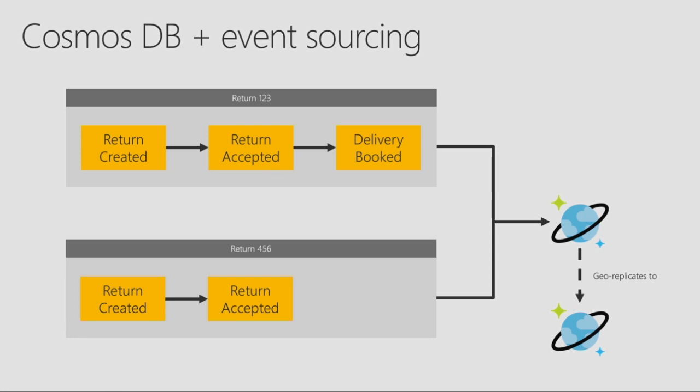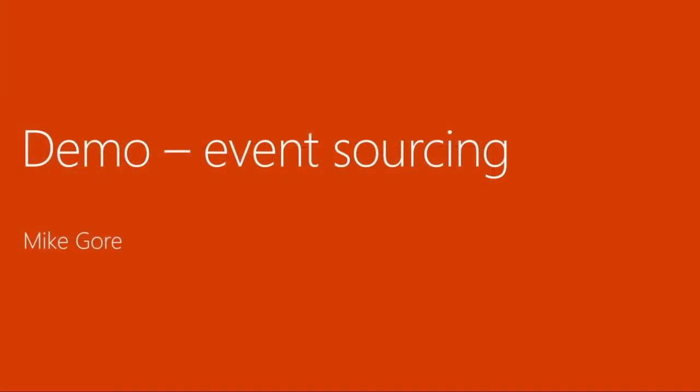Cosmos DB doesn't provide an SDK that's specifically suited for event sourcing. We've written one that just sits on top of the document API, and that's called Simple Event Sourcing. So I'll show you that in action and how we build a reactive process based off Cosmos DB, event sourcing, and the change feed.